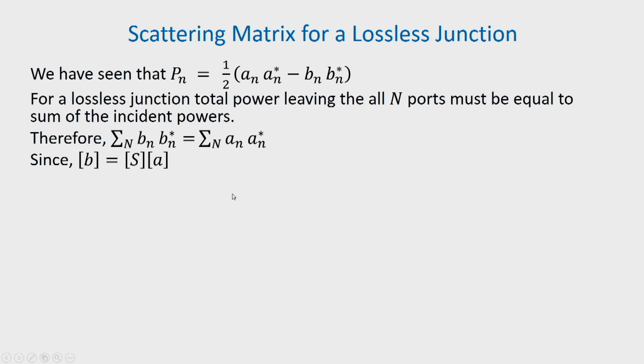Now, since we have B is equal to S A, we can write B n to be equal to the sum of S n I A I. So, B n is the nth element of the B vector, and that can be obtained by multiplying the corresponding elements of the nth row with the elements of vector A and summing them over I from 1 to n.